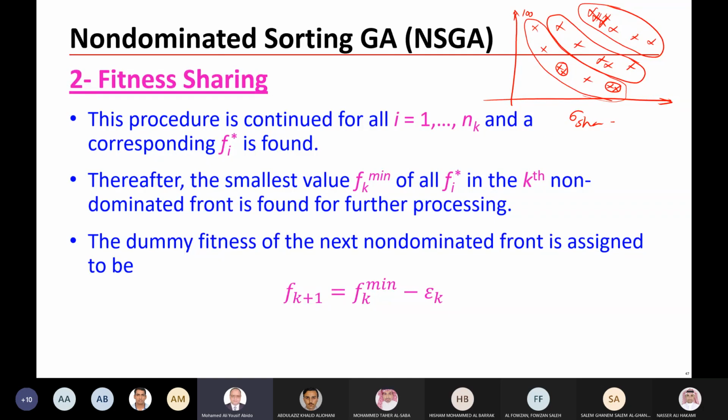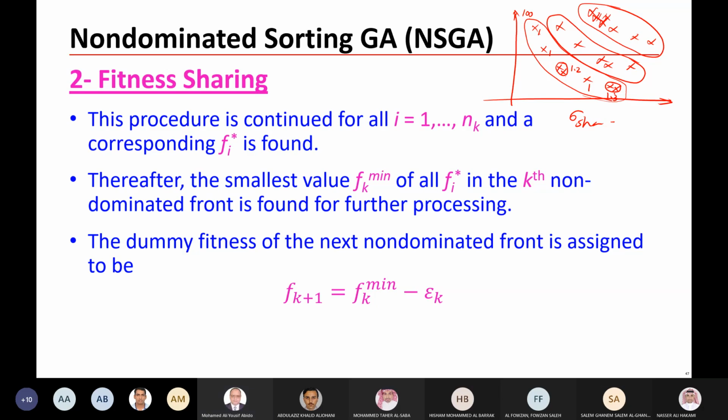So assume that, you know, sorry, not sigma share. Sharing of this solution is 1. Sharing of this solution is 1. Sharing here is 1.2. Sharing here is 1. There is nothing near. And sharing here is 1.3. So what you will do, you will divide this raw fitness over the sharing. So this will become 100. This also will become 100. This will become lower than 100. This will become 100, and this will become lower than 100.